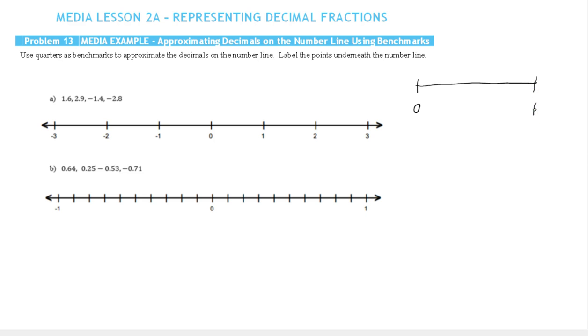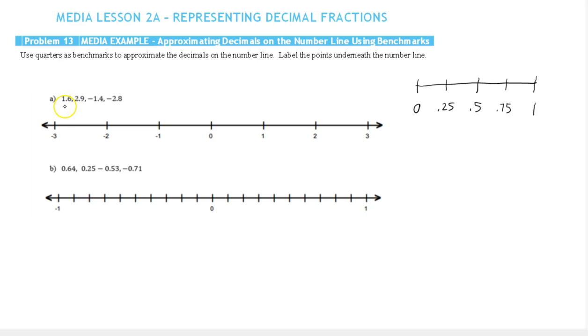And if we wanted to make quarter benchmarks, it's actually really pretty easy, even if they're not given. So I'm going to cut it in half, and this will be 0.5. And then you can cut the halves in half. This would be 1/4. And cut this half in half, and this would be 3/4, or 0.75. So this is why quarters is a good way to approximate decimals on the number line.